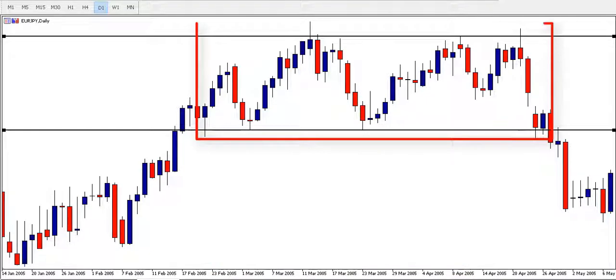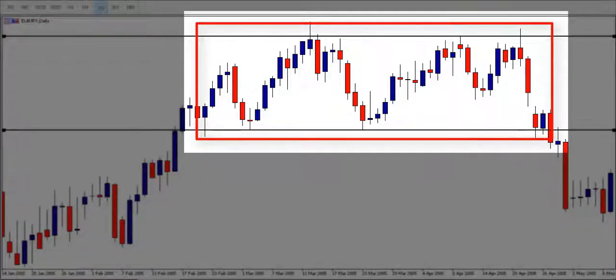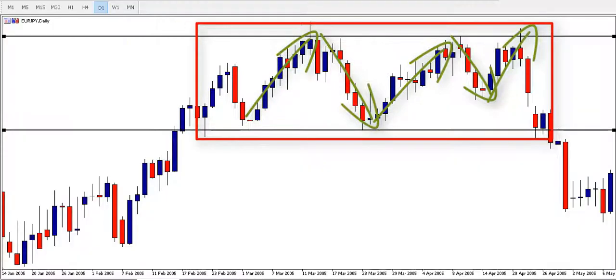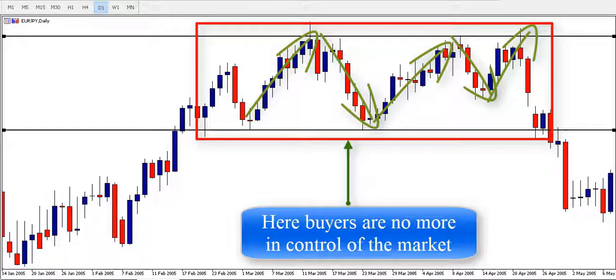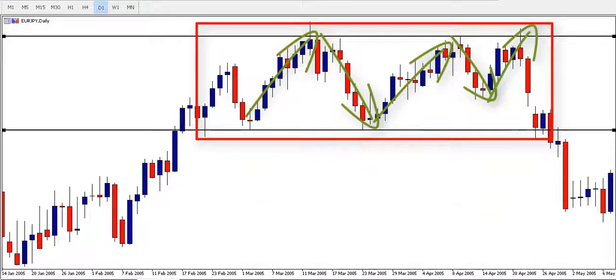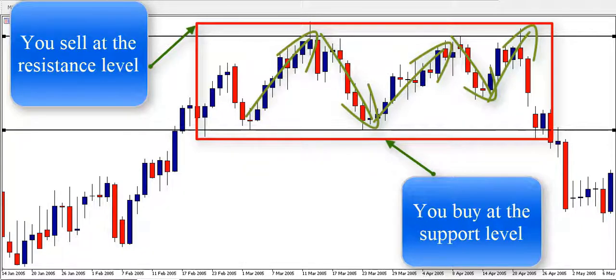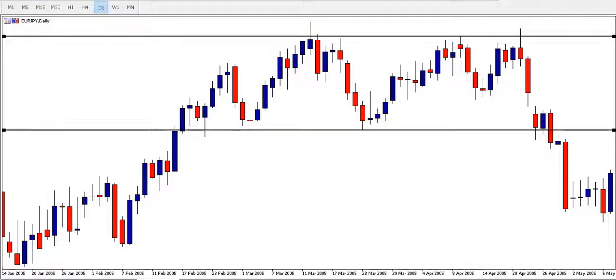As you can see here, the market stopped making higher highs and higher lows. Instead, it started trading horizontally. So here you will change your way of thinking because buyers are no more in control of the market. Buyers and sellers are equal, and the best trading decisions should be taken from the boundaries. I mean from support and resistance.